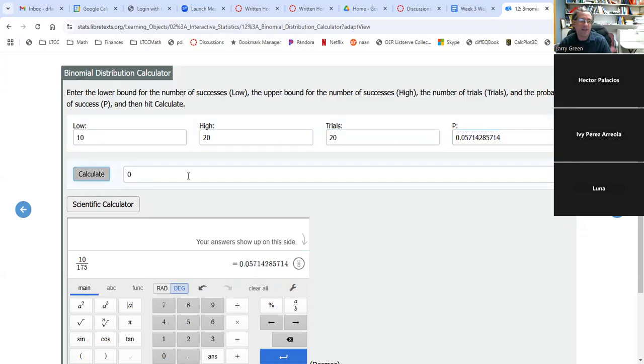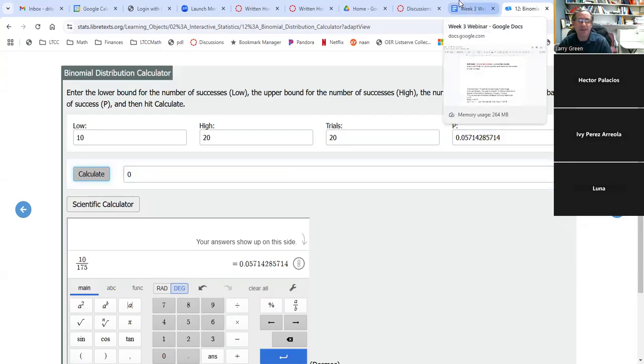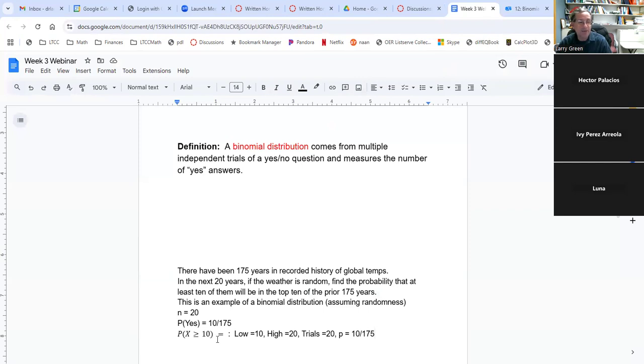And I hit calculate. What do I get? 0. So that actually turned out to be 0, which means such a low number that the calculator can't even handle it. It's less than 1 in a million chances. Okay, so it rounds to 0, however many digits the calculator gives. So what does that tell us? If you have a probability of 0 and it happens, what does that tell you?